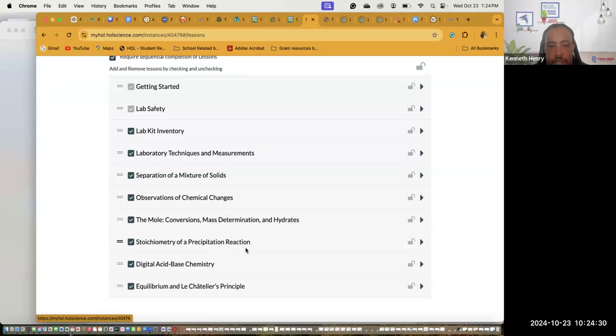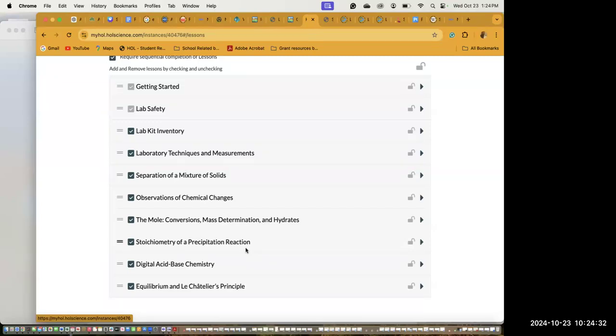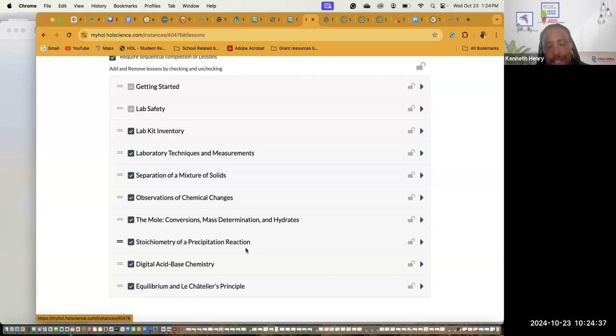Okay, questions? Is there anything that we'll need that isn't included in the lab kit, like safety goggles or anything like that? No, safety goggles are going to be included in the kits.